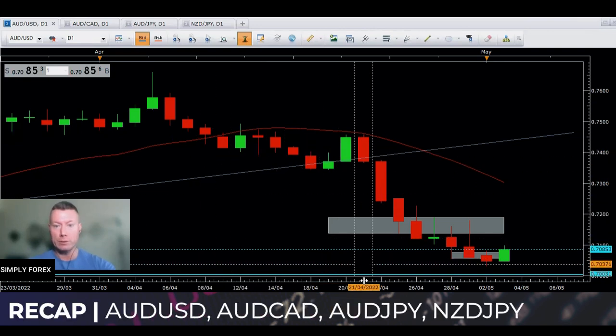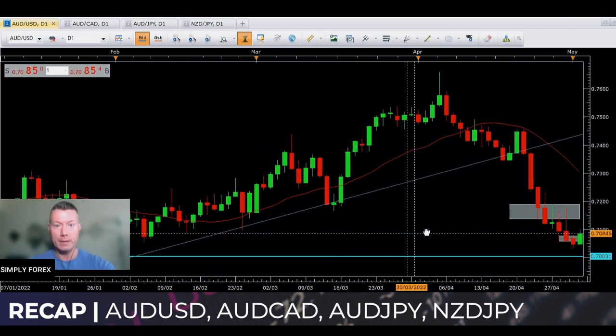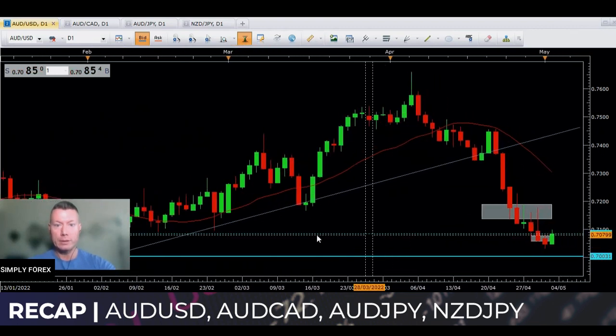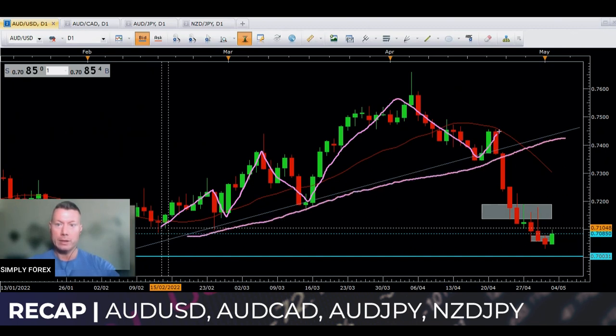The first one is the Aussie dollar against the US dollar. Okay, so price, as you can see, was clearly in an uptrend, using this grey diagonal line as support. But eventually this broke, guys, and we've been in a downtrend ever since.